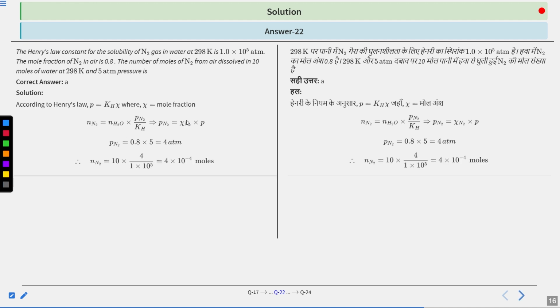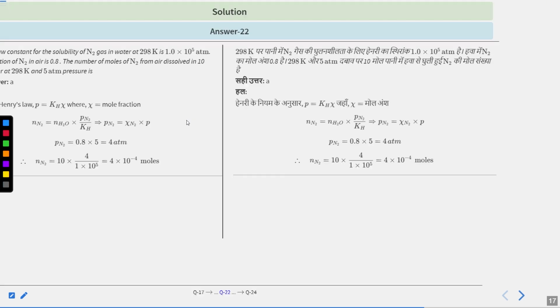Now the number of moles of N2 will be how much? It will be 10 into 4 by 1 into 10 to the power 5, which is 4 into 10 to the power minus 4 as your correct answer. Clear to all of you? Moving on to the next question.